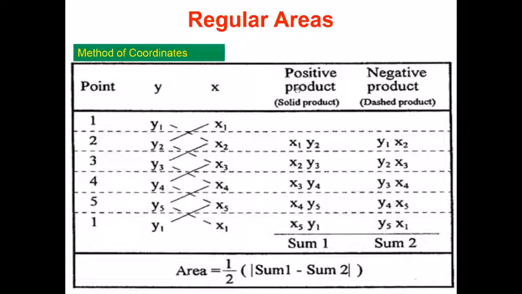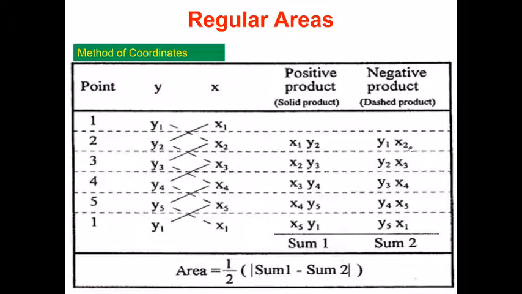And the positive product, that means x1, y2 would come over here, x2, y3 would come over here. Similarly, you complete this column. And the negative product, which was shown by the dashed lines, so y1, x2 would come over here, and similarly, you will complete this column. And then you'll take the sum of this column and sum of this column, and then use the equation. Area is equal to 0.5 multiplied by the absolute sum 1 minus sum 2.